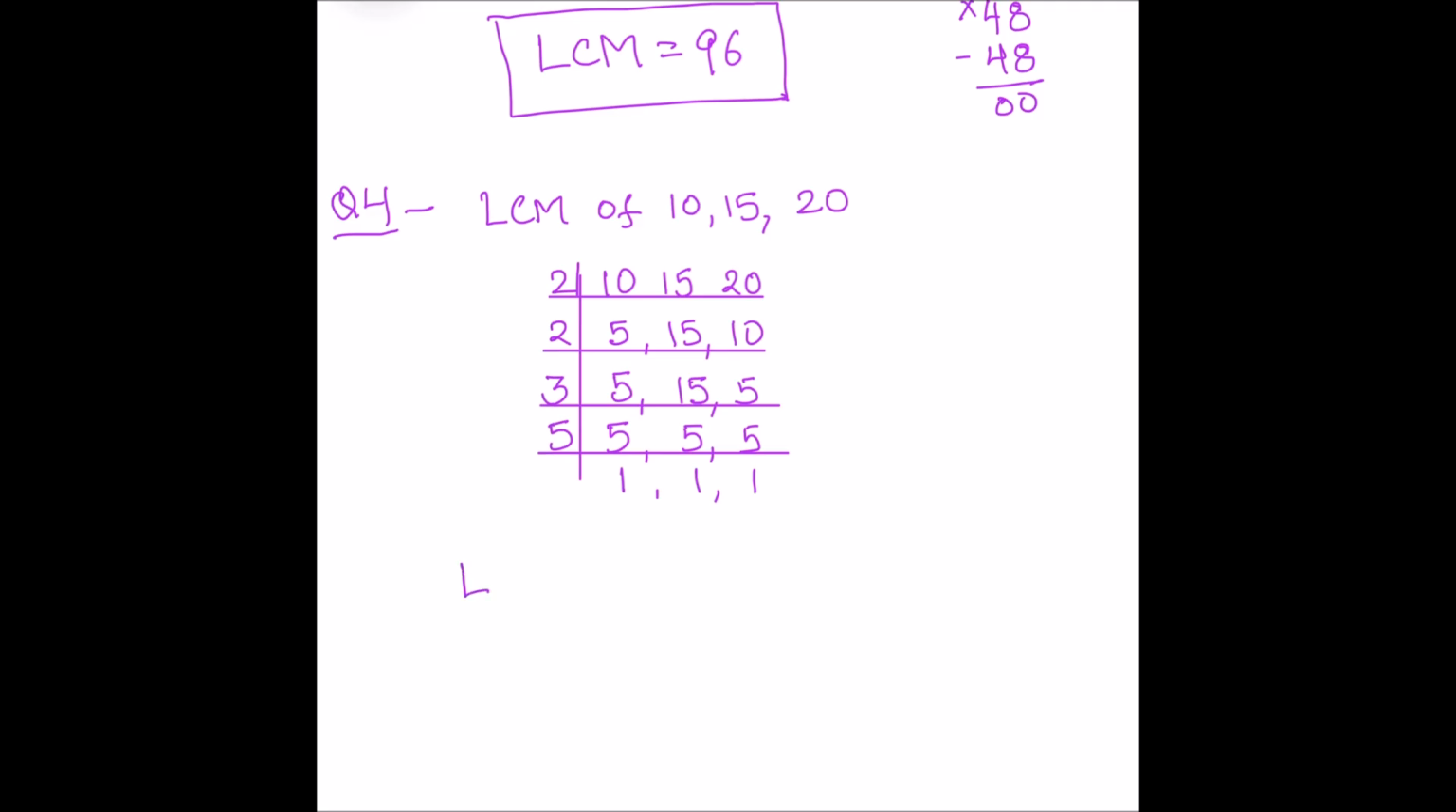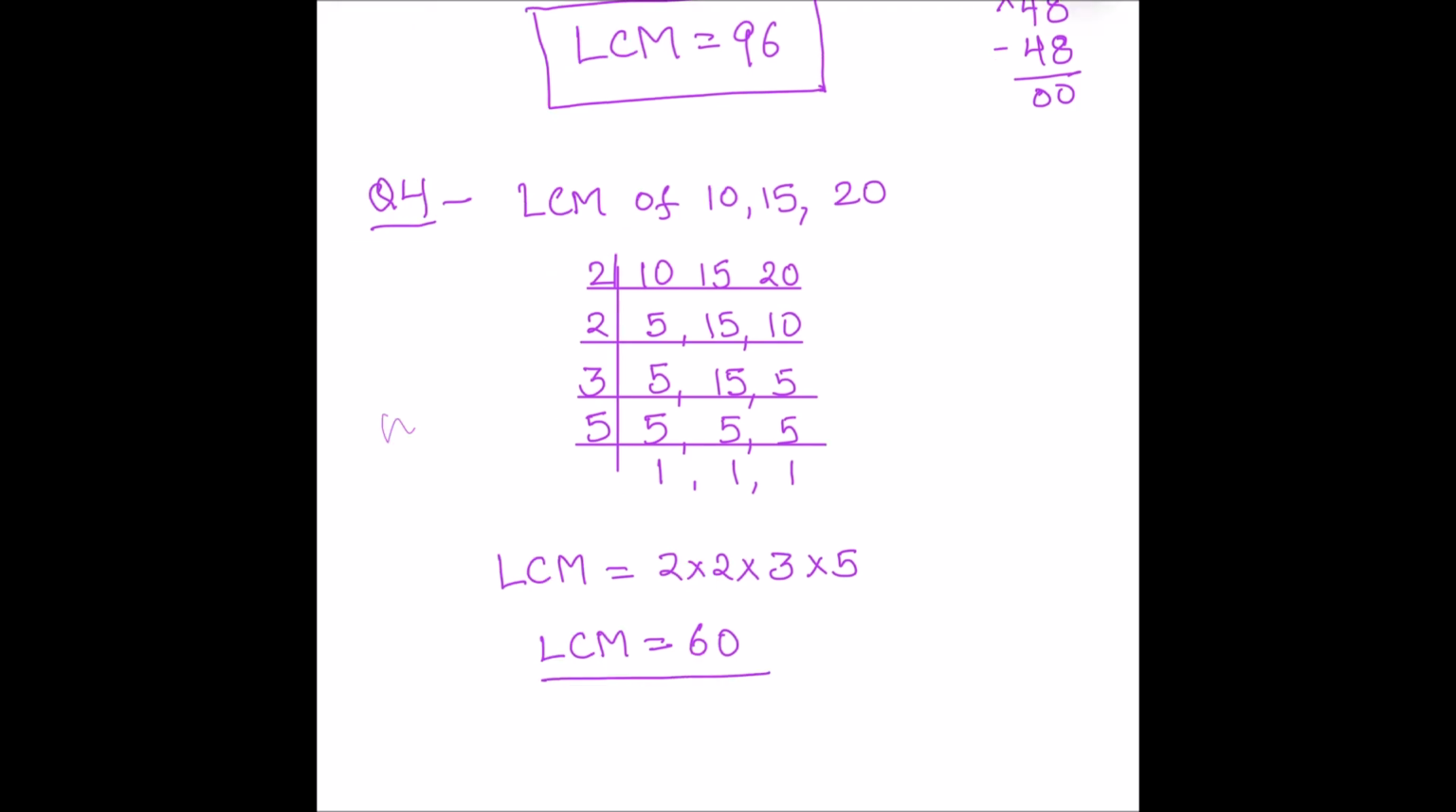So the LCM will be the product of all the numbers on the left hand side, which is 2 times 2 times 3 times 5. So the LCM will be 2 times 2 is 4, 4 times 3 is 12, 12 times 5 is 60. So the LCM is 60. Therefore our final answer is that the bells will ring together again after 60 minutes.